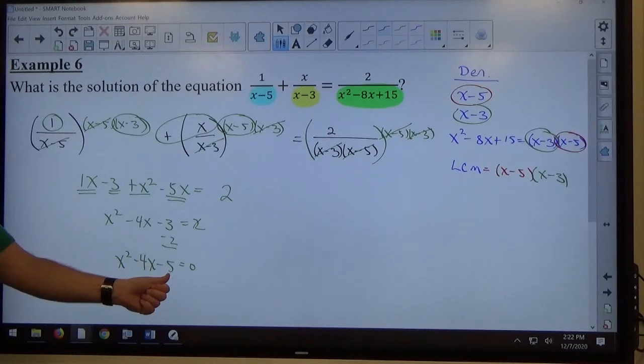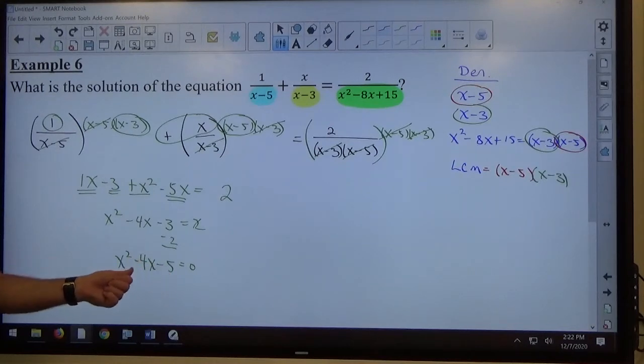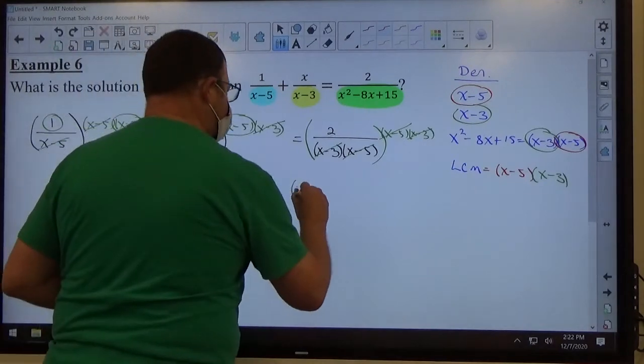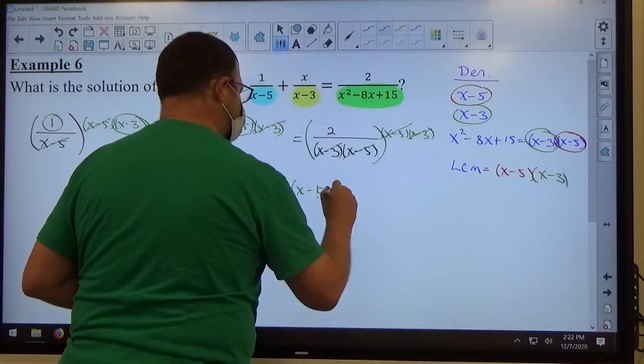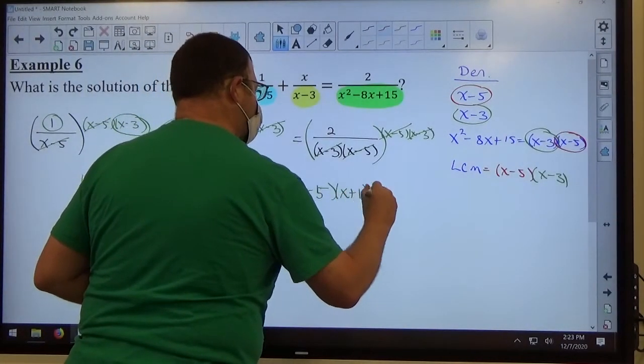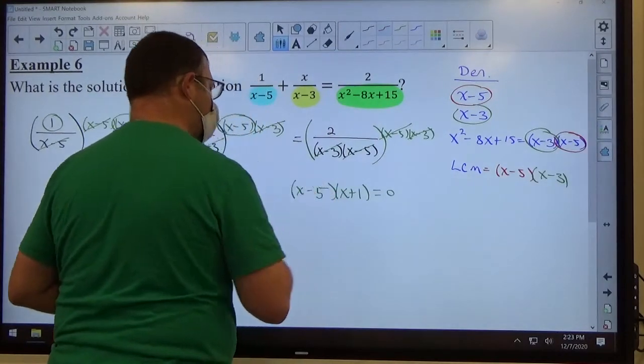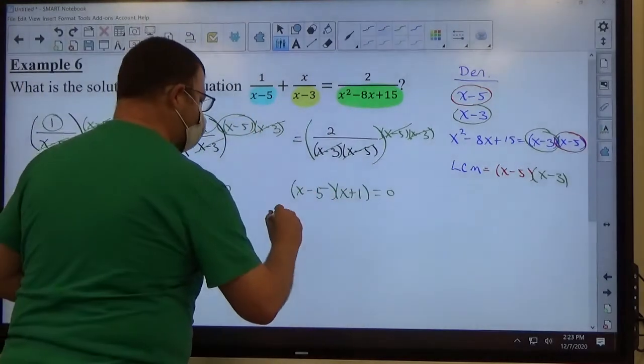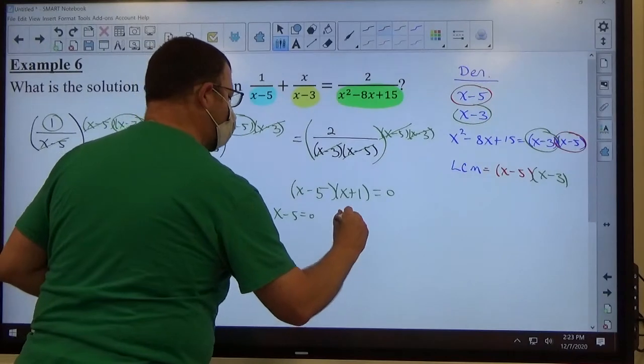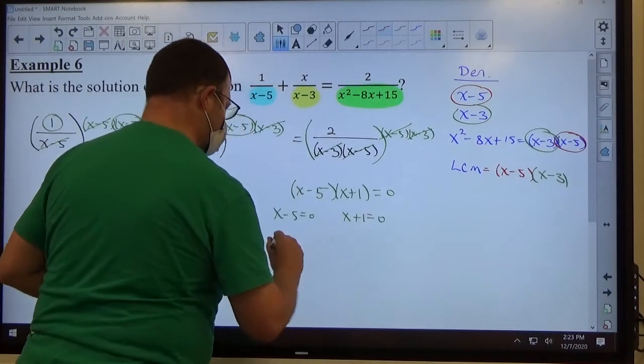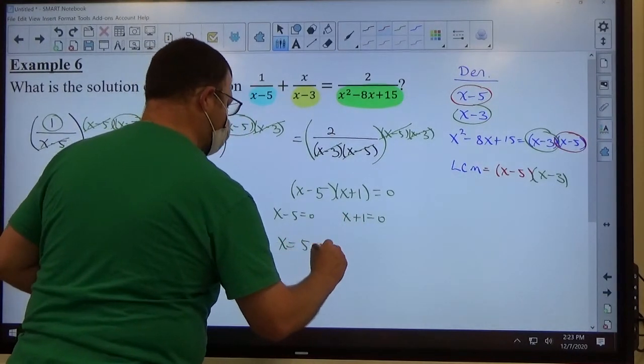Negative 5 and positive 1 multiply to make negative 5. Negative 5 plus 1 is negative 4, so x minus 5 times x plus 1 is a proper factored form of that, which means either x minus 5 equals 0 or x plus 1 equals 0. x equals positive 5 and negative 1.